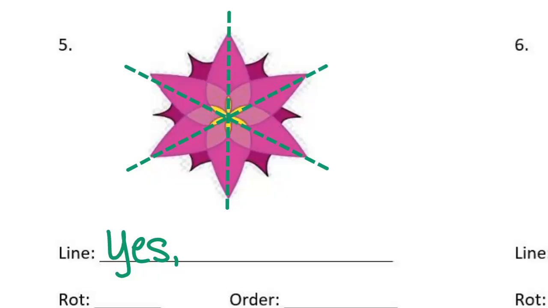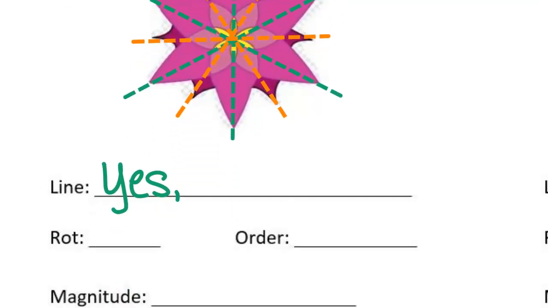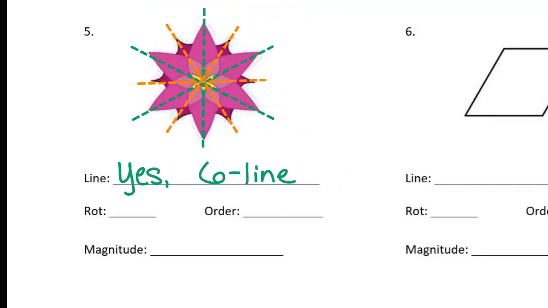Can I draw in any other lines of symmetry? Yes, I can go through this. I can go horizontally. So I'm going through those darker pink petals. I can get 3 more lines of symmetry that way. So how many total lines of symmetry do I have? 6. We have 6 line symmetry.